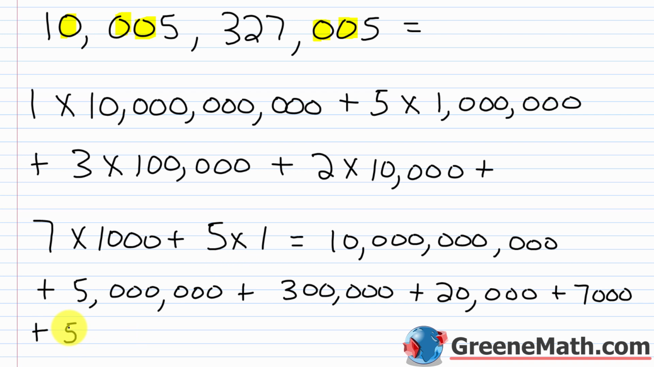So again, all we're doing is we're breaking the number down to see the value for each digit in this number. So this 1 is a 10 billion. This 5 is a 5 million. This 3 is a 300,000. This 2 is a 20,000. This 7 is a 7,000. And then lastly, the 5 is just a 5 because, again, it's in the ones place. 5 times 1 is just 5.